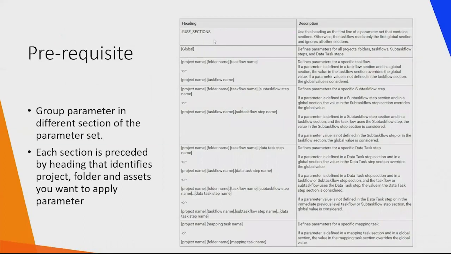So the use section is a mandatory one which has to be applied. If you don't apply this use section, then the task flow will consider all the parameters here as global parameters. And anything that you want to declare global, you have to define it under the global. And yeah, these are all the different sections that you can define within that parameter set.